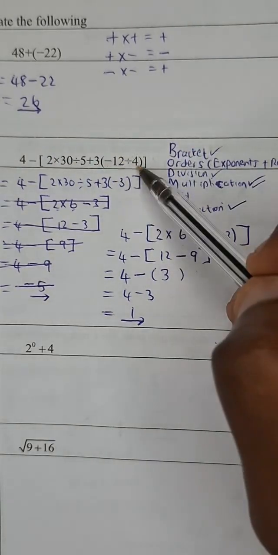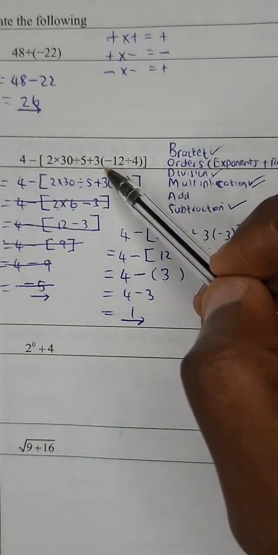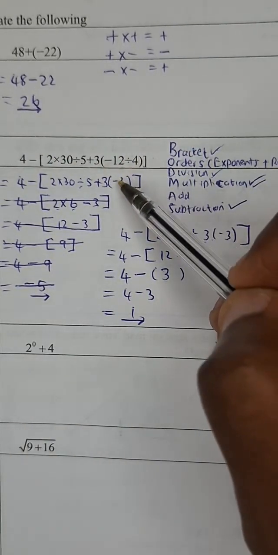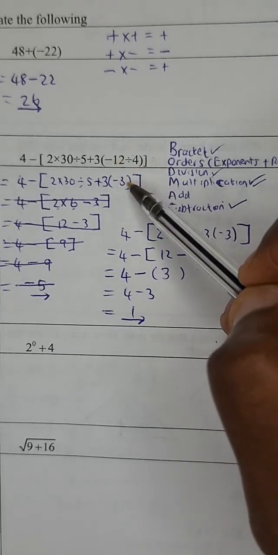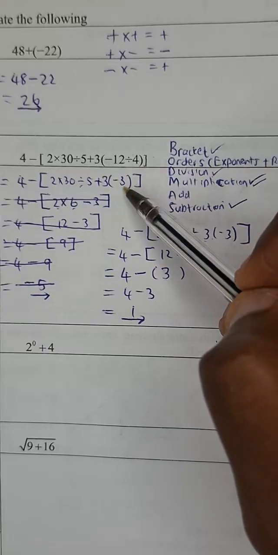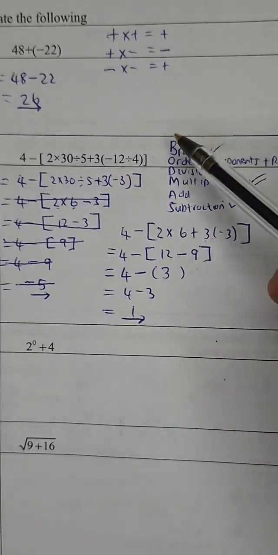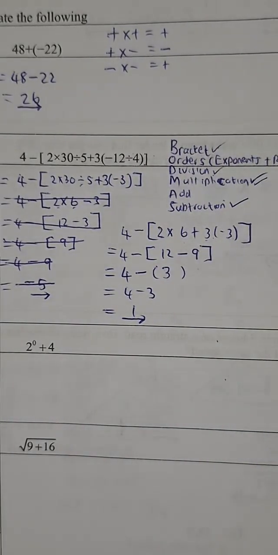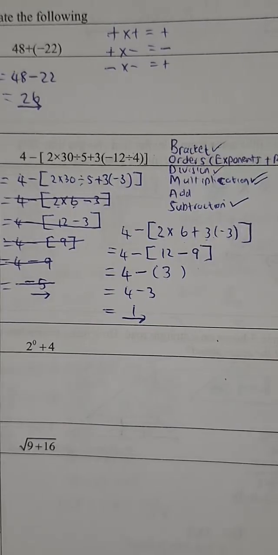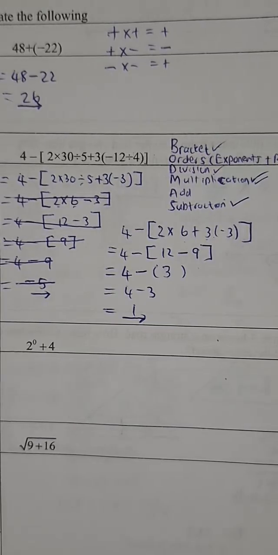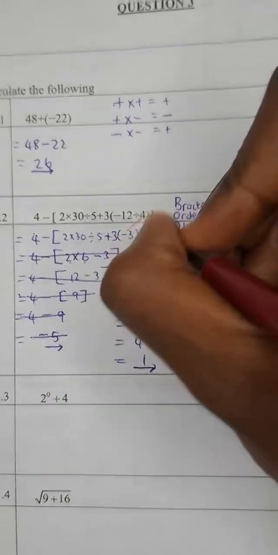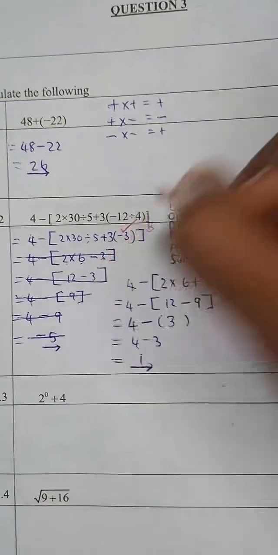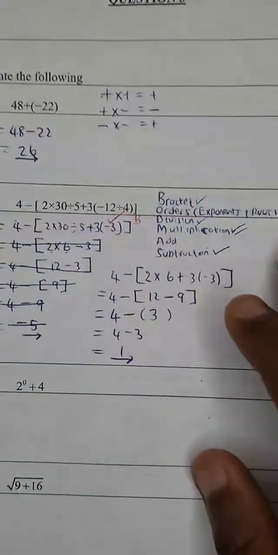What's negative 12 divided by 4? A negative divided by a positive is a negative. Then what's 12 divided by 4? It is 3. That's why in this bracket you have negative 3. First correct step you have taken is getting negative 3 as the answer inside the bracket. Okay. Tick. That was BODMAS B.